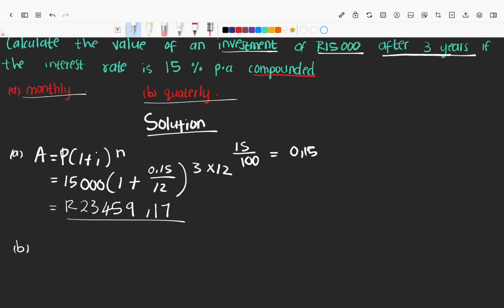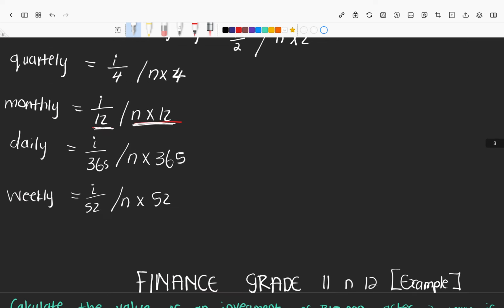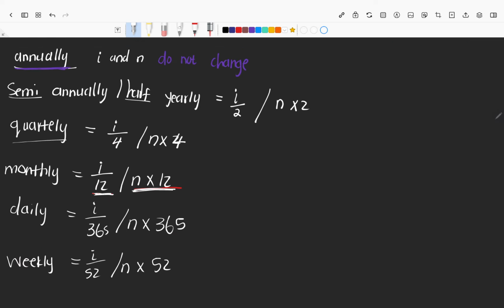So I'm going to write A equals P open bracket 1 plus interest rate close bracket to the power n. My P, which is the present value, is the amount of money which I have now, which I'm going to take to the bank for investment, and that is 15,000. Open bracket 1 plus my interest rate, 0.15. But because they said compounded quarterly, I have to divide it by 4. Quarterly, you divide the interest rate by 4 and you multiply the number of years by 4. Simple as that.